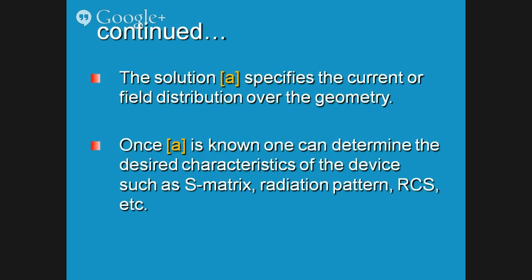And the solution A, whatever you get, is basically either the current or the field distribution for the given problem, and using this distribution, we can find out the characteristics of the devices, such as S matrix, radiation pattern, RCS, etc. So these are the various steps.